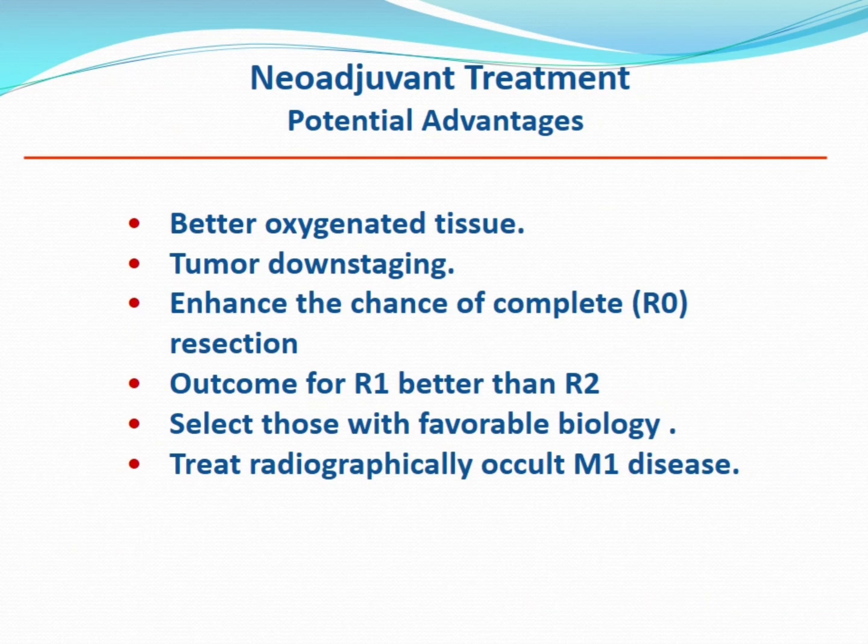Neoadjuvant treatment. The potential advantages of neoadjuvant therapy include better oxygenated tissue for neoadjuvant therapy, also tumor downstaging, and enhancement of the chance of complete resection, R0 resection. Also, the outcome of R1 is much better than R2 resection, and the neoadjuvant therapy will select those with favorable biology to undergo surgery later on after downstaging, and treatment of radiologically occult M1 disease.